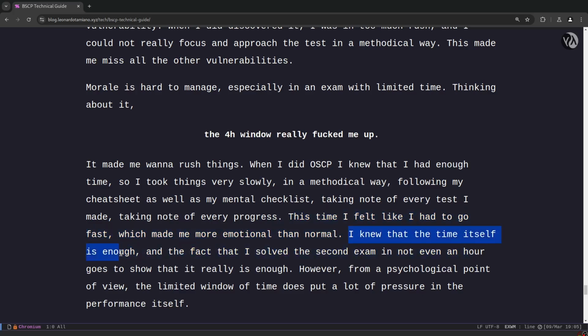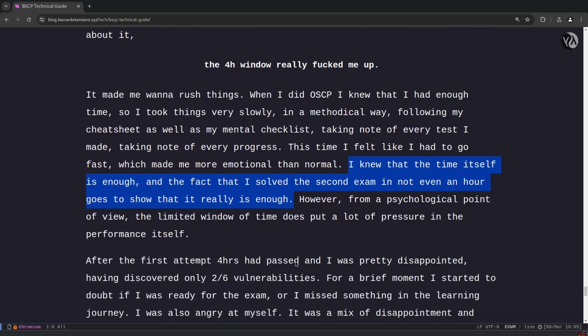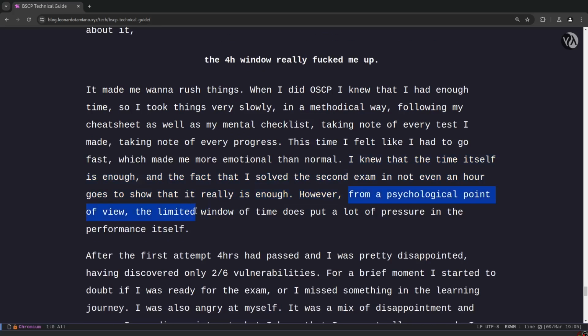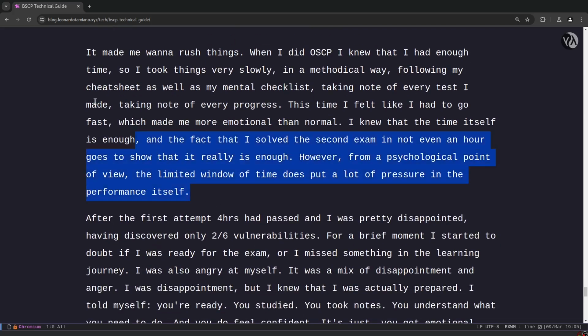I knew that the time itself is enough, and the fact that I solved it at the second exam in not even an hour goes to show that it really is enough. I mean, the vulnerabilities, they are not too complex. However, to find them and to exploit them, it does require some time. And from a psychological point of view, the limited window of time really does put a lot of pressure on the performance itself. So be careful of this, be mindful of this. And of course, I'm not saying this to scare you off. As I said, you can totally do it in the time that is given, like technically speaking, especially if you're fast. However, you sort of like have to get used to working very fast. So basically that's the idea.